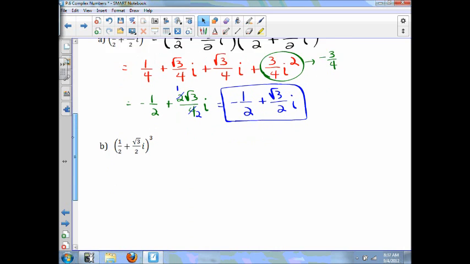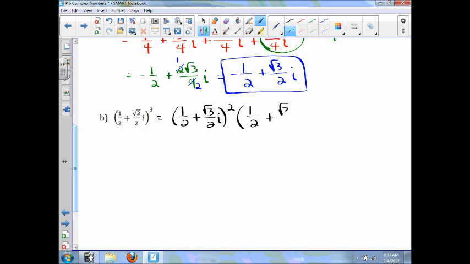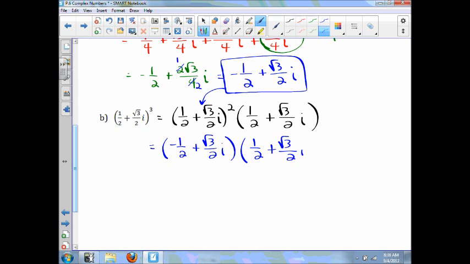Now moving on to b, it says to the third power. Because it says to the third power, really what we can do here is take the squared times the original variable. So we can actually take our answer from part A, stuff it into part B, and multiply like normal. So we don't have to do as many calculations.